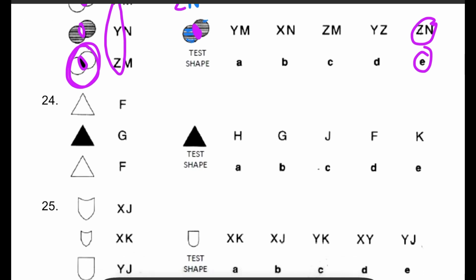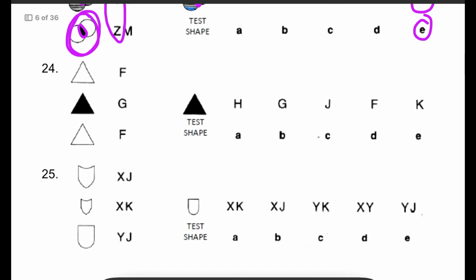Now to the next question. This is a black triangle, same as this one. G here, so the answer's got to be G, so the answer is B.